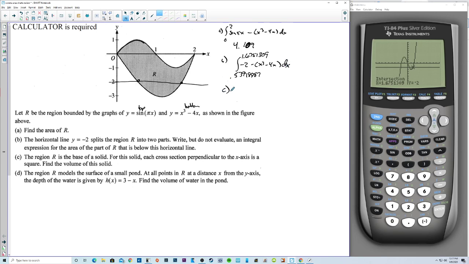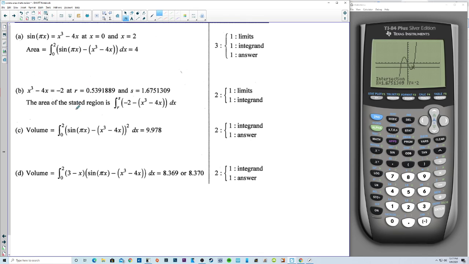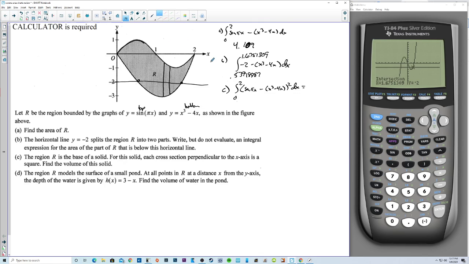Let's see, the region R is the base of a solid. For the solid, each cross section perpendicular to the x-axis is a square. Find the volume of the solid. We're going to integrate from 0 to 2 of side squared is really what we want. But all the sides are between the two curves. So we need top minus bottom, and then we need to square that. So sine of pi x minus x to the third minus 4x, squared, dx. We're going to enter that into our calculator. I'm going to cheat, make this go a little quicker for you. 9.978.